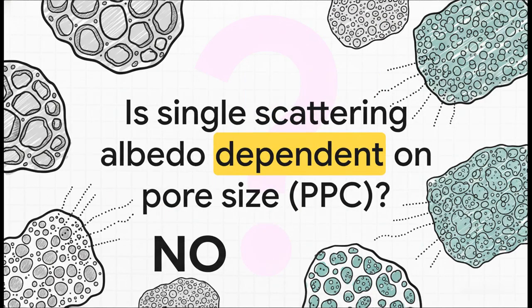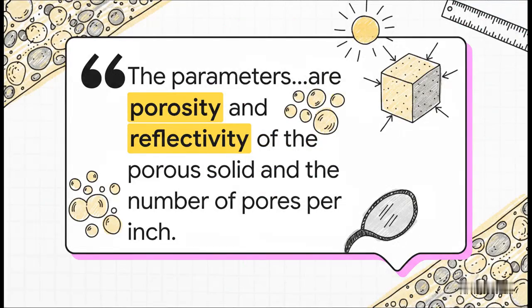All right, here's a trickier one. For a given porosity, does the size of the pores affect the single scattering albedo? The answer is no. The paper found that it's actually independent of the pore size, as long as the overall porosity stays the same. And let's just end the review with the money quote, directly from the source. This is the sentence to remember. The radiation characteristics are determined by, say it with me, porosity, reflectivity, and the number of pores per inch. That's the core of this entire paper.